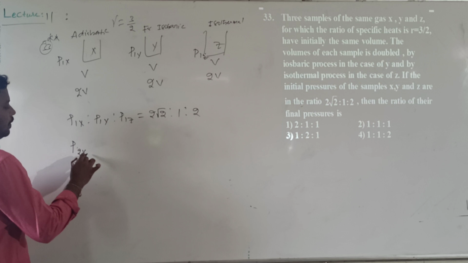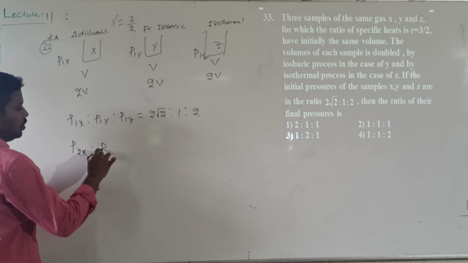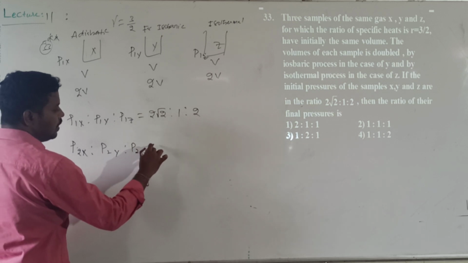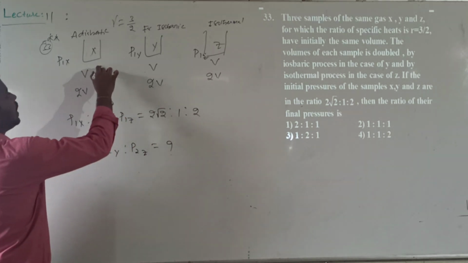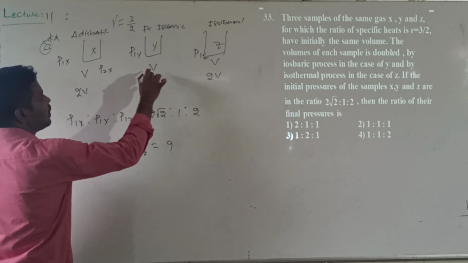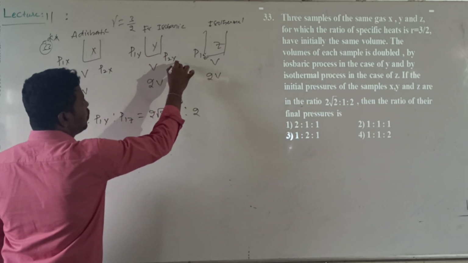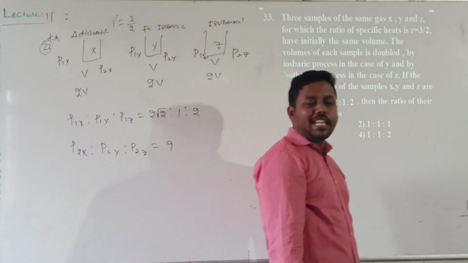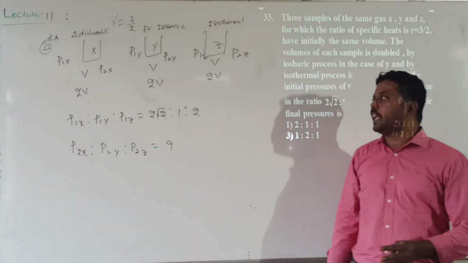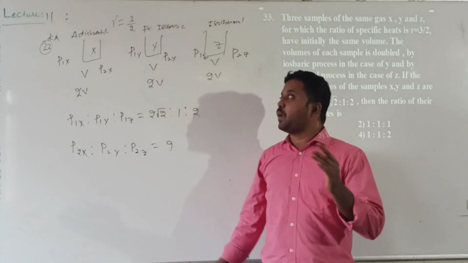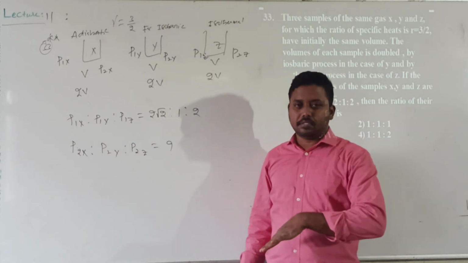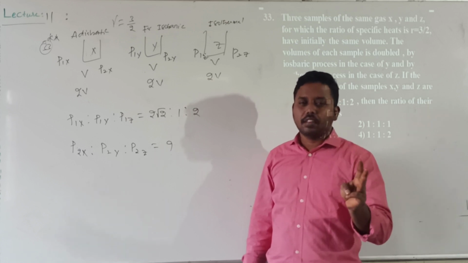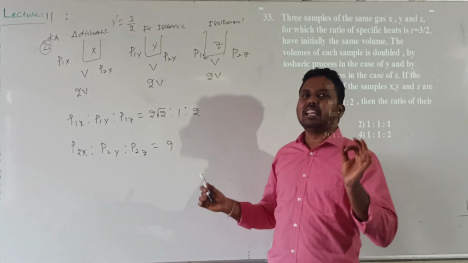So P2x is to P2y is to P2z. The ratio of the final pressures: this is for P2x, this is for P2y, and this is for P2z. Question understood? Three samples of the same gas are taken whose initial volumes are V, and final volumes are double. But how are the volumes doubled? In three different steps.